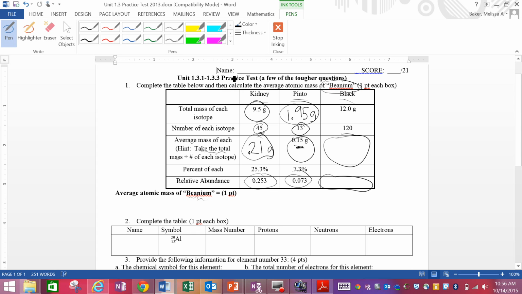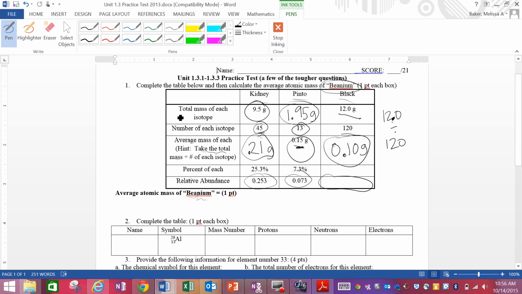Finally, there's 120 black beans. All together they weigh 12 grams. So how much does each one weigh? I do 12.0 divided by 120, and that's 0.10 grams.